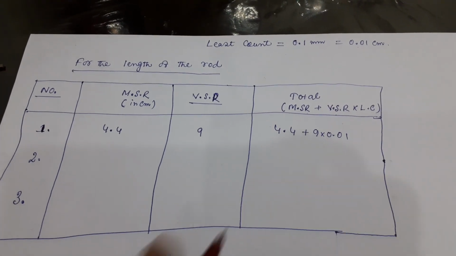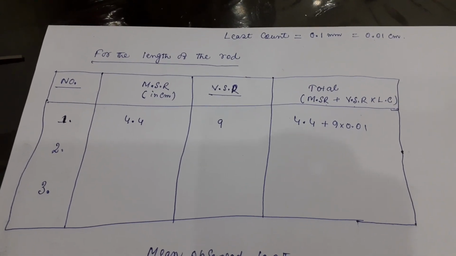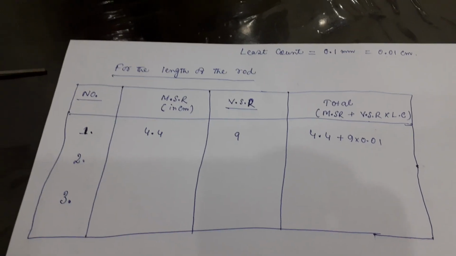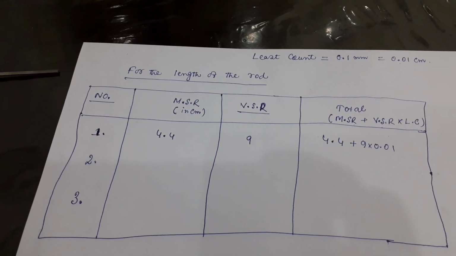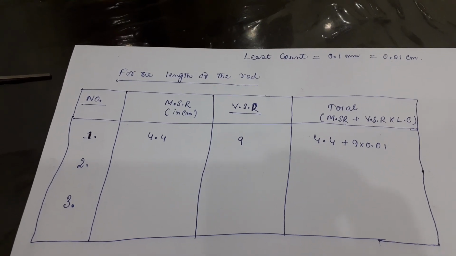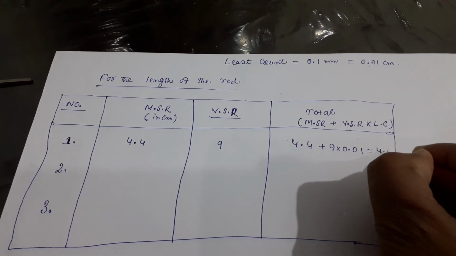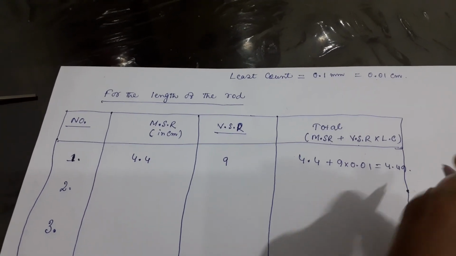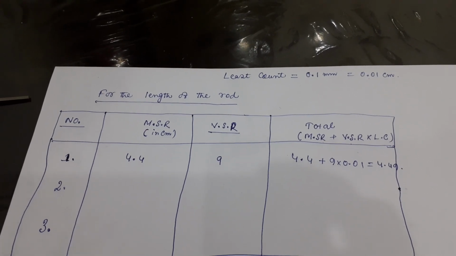So you can calculate that one. I am just taking the help of the calculator. You just try to do it on your own. So 4.4 plus 0.01 into 9. Okay, so if you calculate, then the result is coming as 4.49. So 4.49 in centimeter it is coming as. Okay, maybe you understood that one.